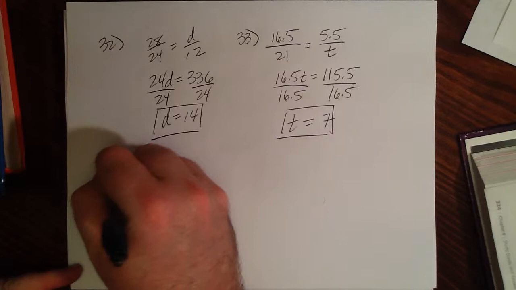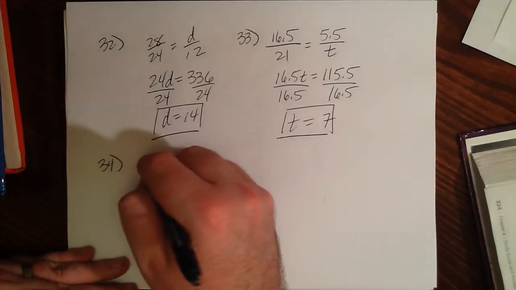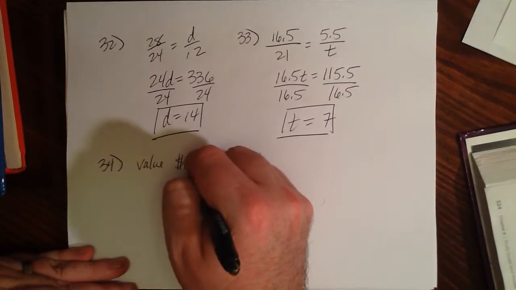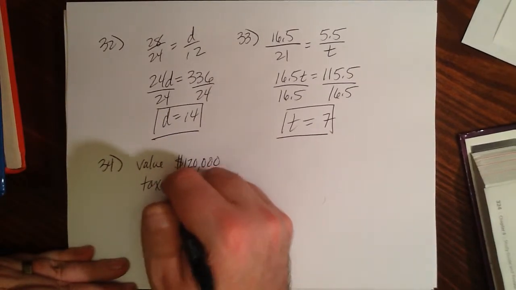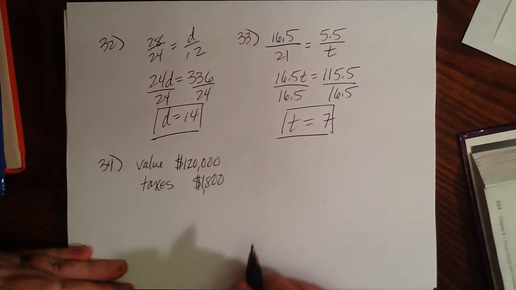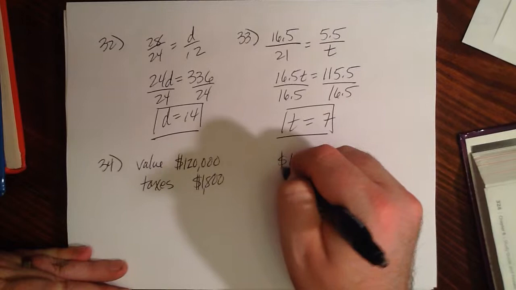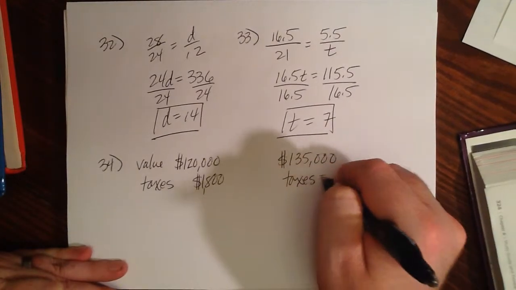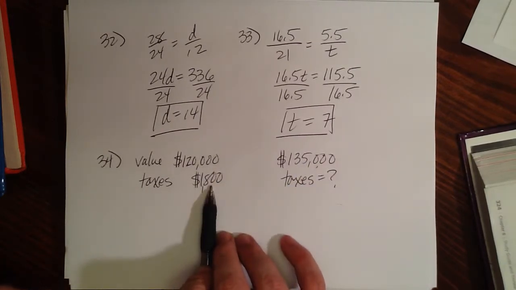And lastly, number 34 says a homeowner whose house is assessed for $120,000 pays $1,800 in taxes. So the value of the house is $120,000, but they pay taxes of $1,800. At the same rate, what would the tax be on a house that is assessed at $135,000? Think about this. It's going to be a little more because the house is worth a little more. So we need to get an answer that's a little more than $1,800.